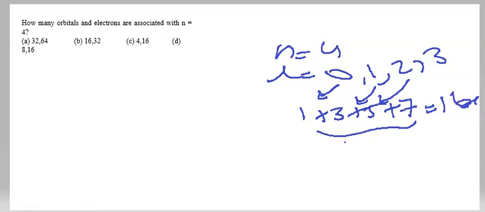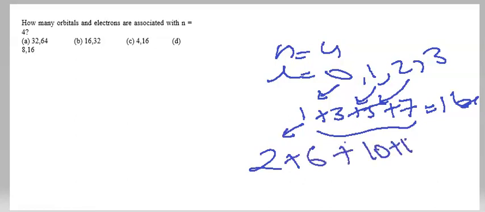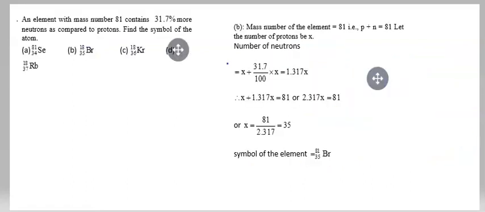Each s orbital has 2 electrons, p has 6, d has 10, and f has 14. So overall it gives 32. So option B will be right for this, 16 orbitals and 32 electrons. So this is our next question.